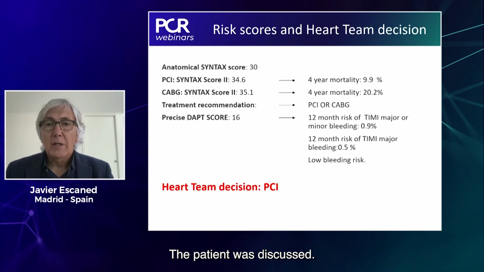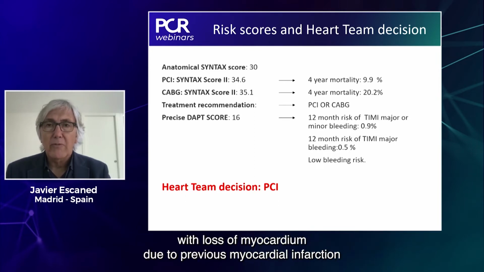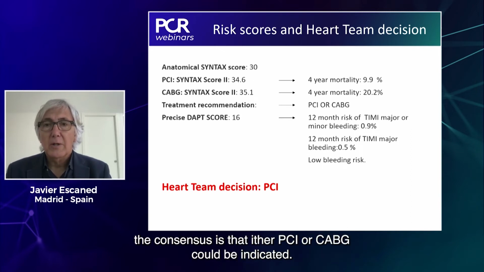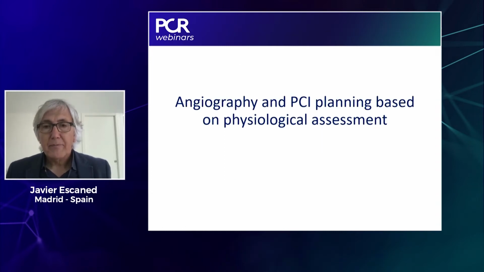So the patient was discussed based on SYNTAX score, with the limitations of scores in patients like this, with loss of myocardium due to previous myocardial infarction. But the consensus is that either PCI or CABG could be indicated, and the final decision was to perform PCI.